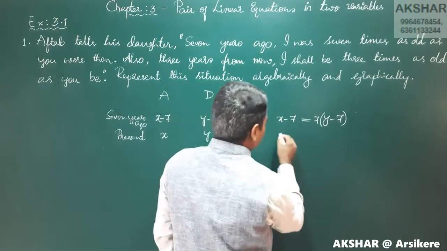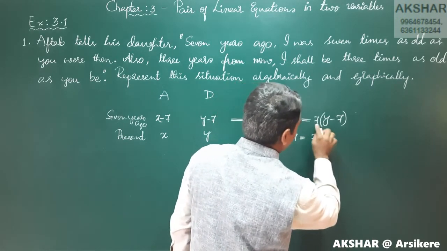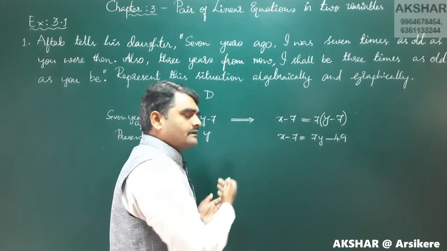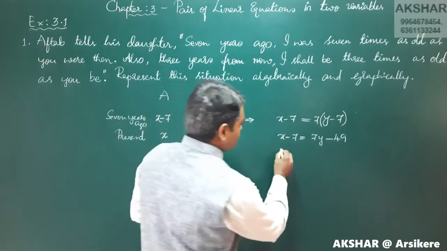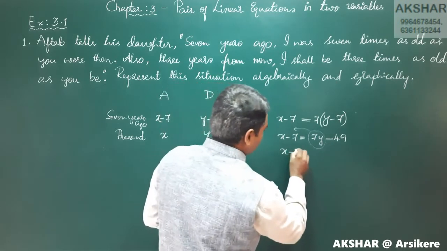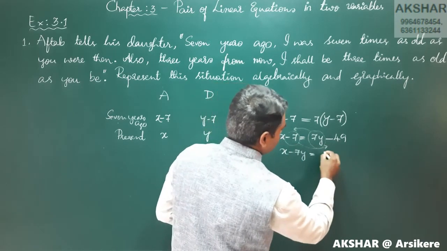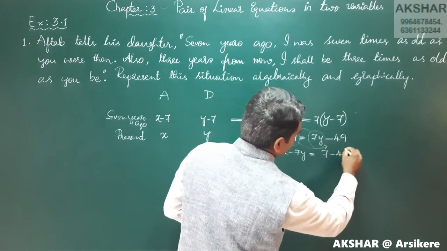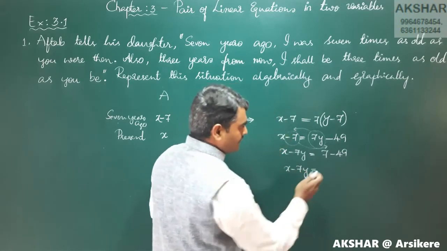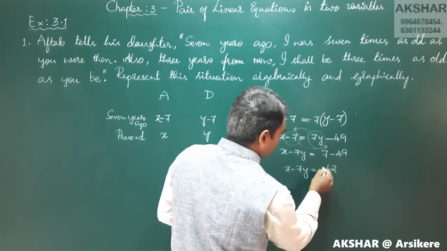Yes. The continuation is like this: x minus 7 is equal to 7 into y, 7y minus 7 7s are 49. Okay. You take variables all on one side and constants on one side. So x, transfer this plus 7y to the LHS side. So it will become minus 7y, which is equal to minus 7, transfer this, that is plus 7, minus 49 remains the same. x minus 7y is equal to 49 minus 7, that is 42, with a minus sign.